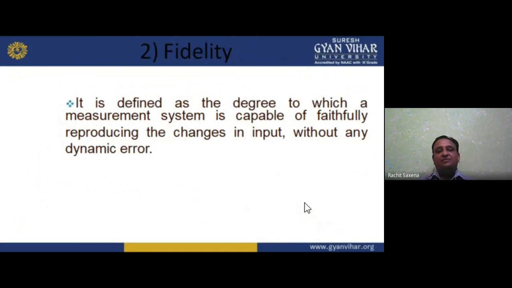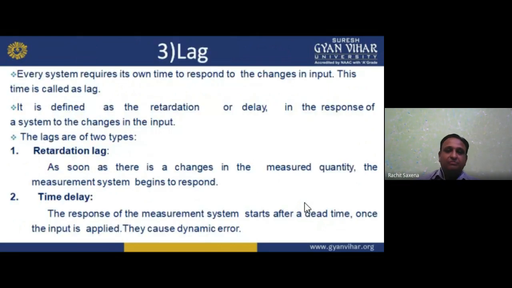Second is the fidelity. It is defined as the degree to which our measurement system is capable of faithfully reproducing the changes in input without any dynamic error. Now the lag.